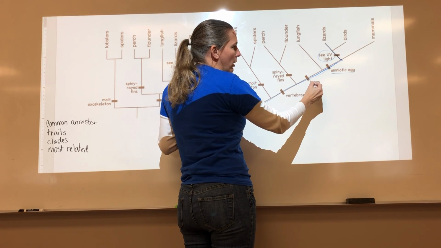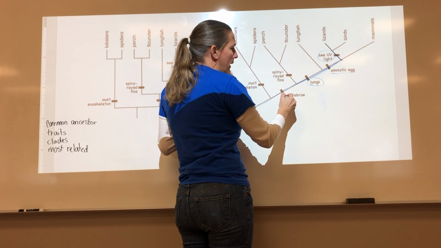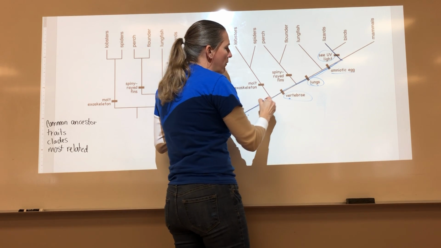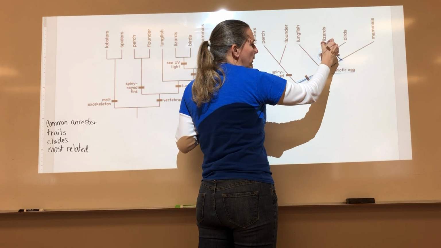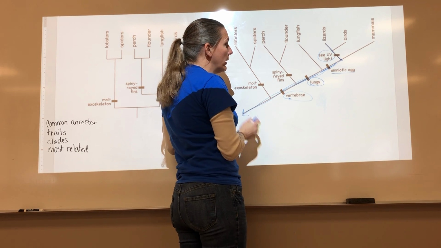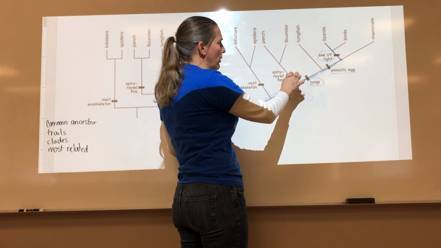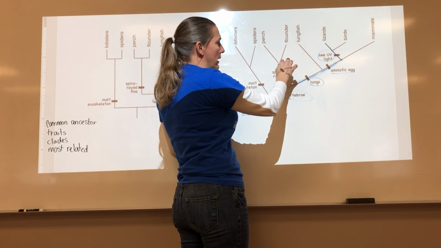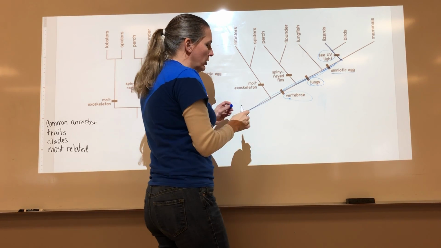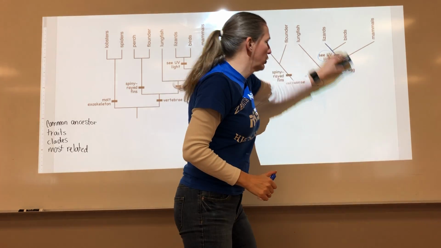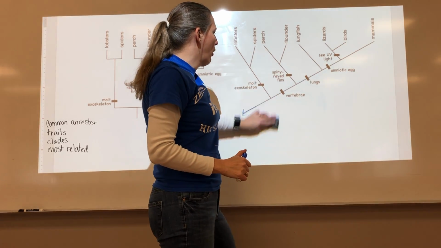And as we go back, they also have lungs. They also have vertebrae. So all of these traits that you pass on the way to lizards, lizards have. Lizards do not have spiny rayed fins. The only things that have spiny rayed fins are perch and flounder. So that's one of the easiest things, is to just track it back all the way down the line.